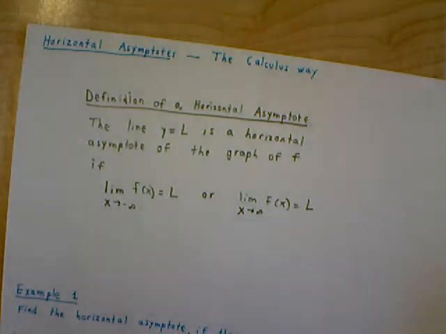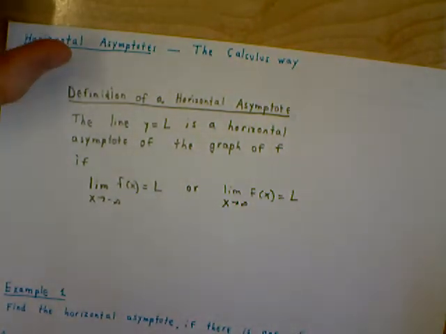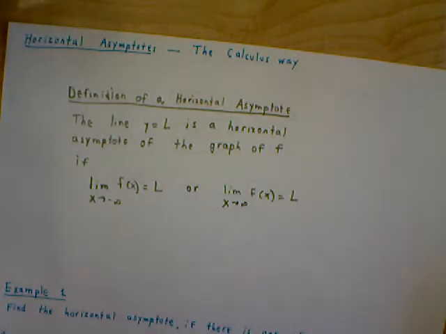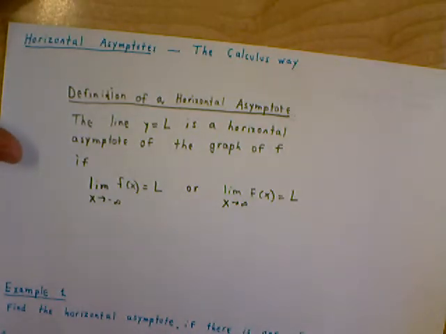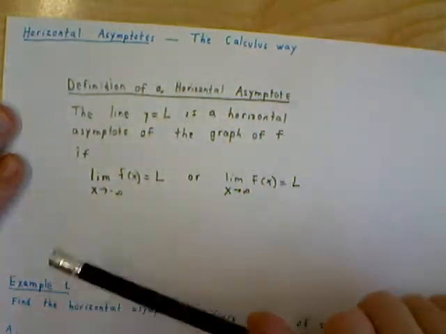Alright, this is the second video, finding horizontal asymptotes the calculus way. You might like this a little bit better because it doesn't involve as much memory and analyzing the degrees, but again, it's your preference on how you figure out horizontal asymptotes, and you can choose your preference after this video. Alright, so we're talking about horizontal asymptotes the calculus way.